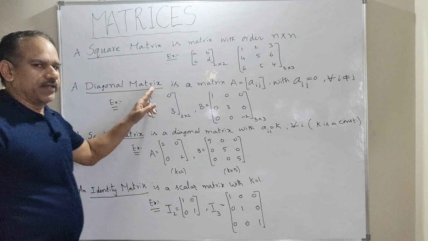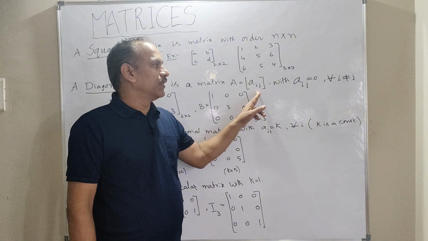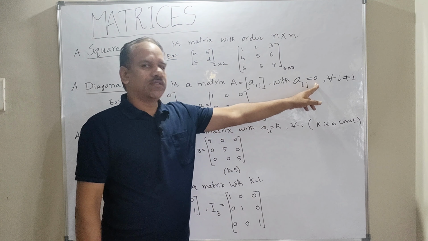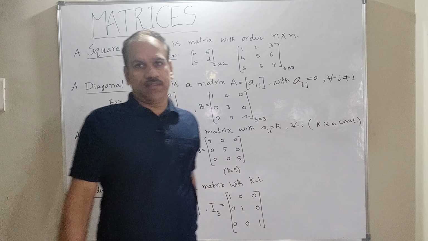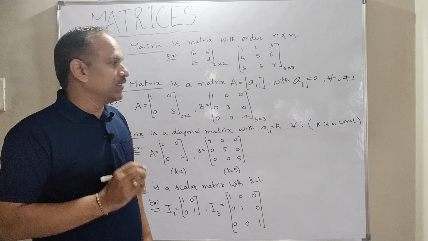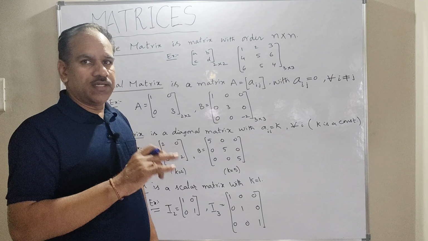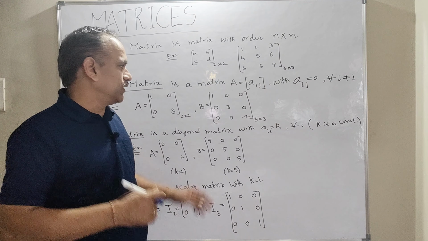And what is a diagonal matrix? A diagonal matrix is a matrix A equal to Aij with Aij equal to 0 for all i not equal to j. That means if i equals j, what happens? You will get elements like A11, A22, A33 and so on, because i is equal to j.